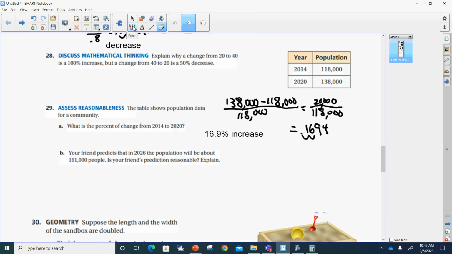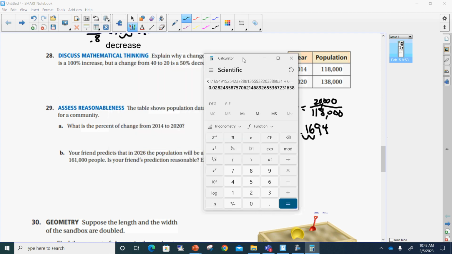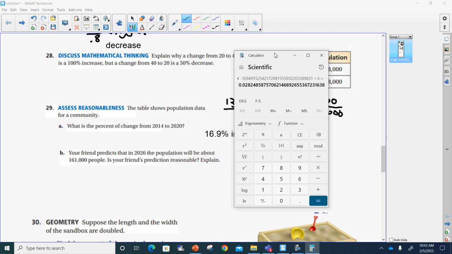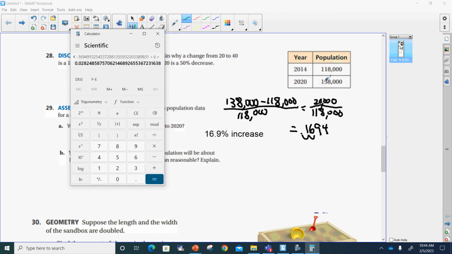What they want to know is every year, and remember how many years went by here, 6 years, right? So we're going to take 16.9 and divide it by 6. See, yeah, 2014, 15, 16, 17, 18, 19, 20. Divided by 6. That gives us 0.0282. Now, the reason we're doing this, remember, that's telling us every year how much it increased, right? So they're saying in another 6 years, it's going to go up by that amount from what we are here at 138,000.